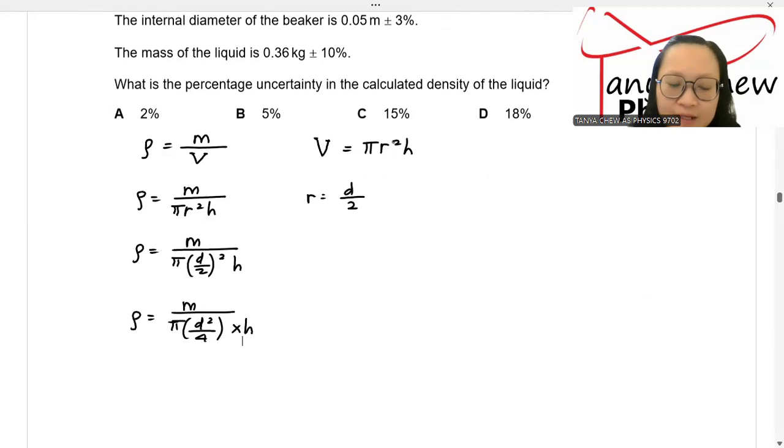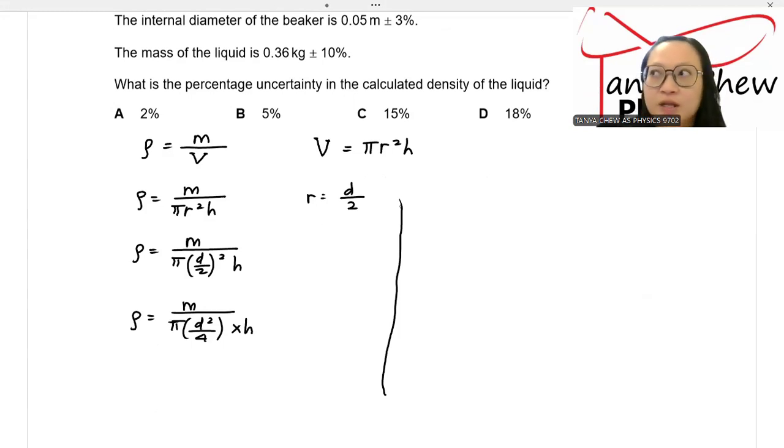Don't you think that this involves multiplication, power factor, as well as division? If all this is involved, how do you find the uncertainty? The percentage uncertainty can be calculated by multiplying the fractional uncertainty by 100%. Since the equation involves power, division and multiplication, I have to add the fractional uncertainties first.